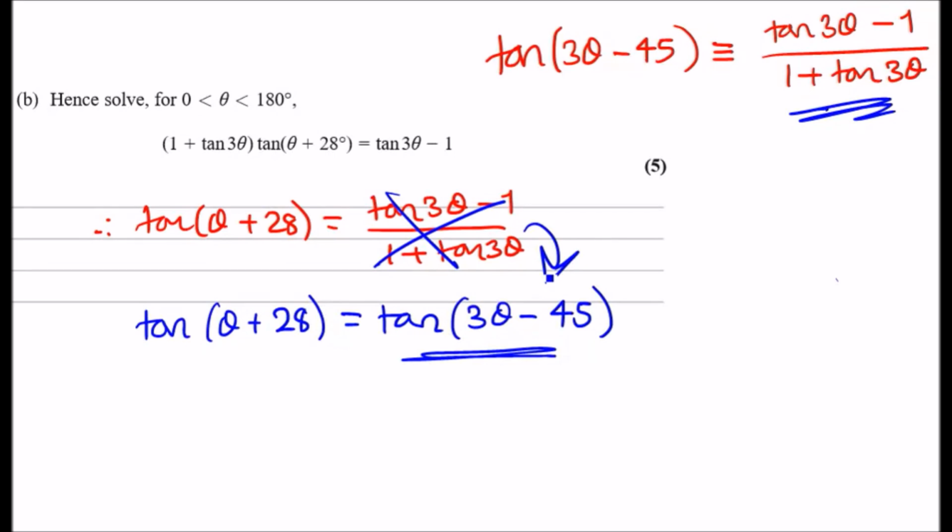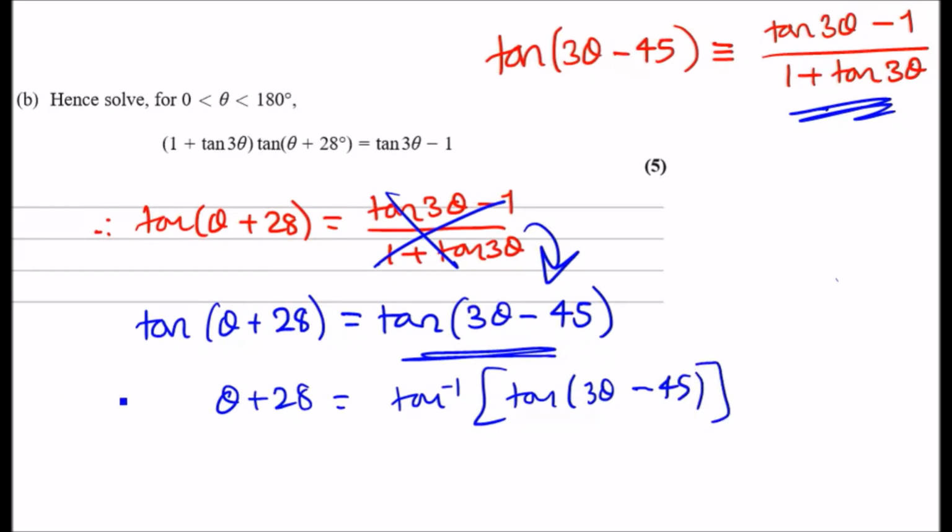Now here, this is where the confusion might begin, or it might not. You notice that they both got tan, so instinctively you'd probably just cancel both the tans, which is actually okay. You do get a mark for that, but it won't give you the rest of the solutions. What you have to think about is, what if you actually tan inverse both sides? That is, suppose we tan inverse the right side. We did theta plus 28 equals, well, tan inverse of the tan 3 theta minus 45.